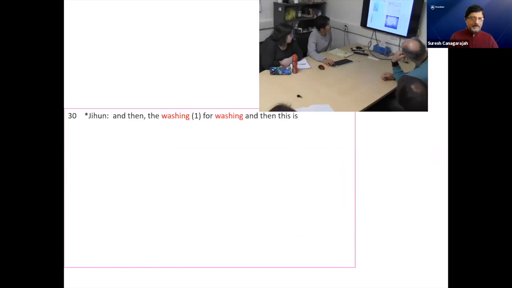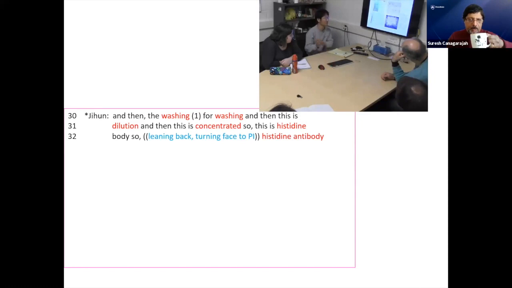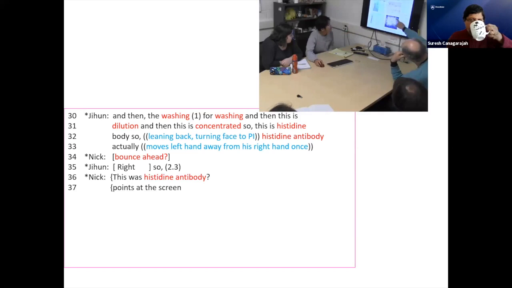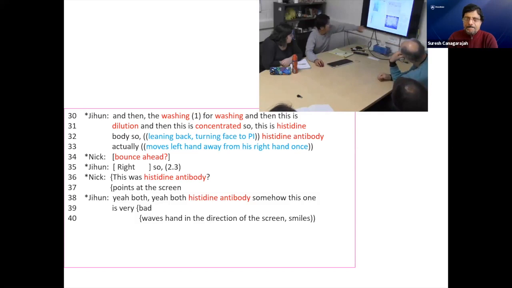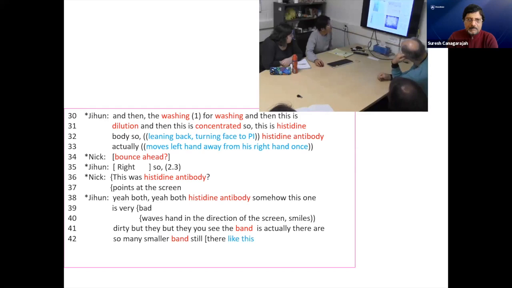And then the washing, full washing, and then this is the illusion, and then this is concentrated. So this is histidine antibody. So histidine antibody actually. Yes. Right. So this was histidine antibody? Yeah, it was histidine antibody. Somehow this one's very bad. Dirty, but you see the band is actually there. So many smaller band is still there, like this more band.